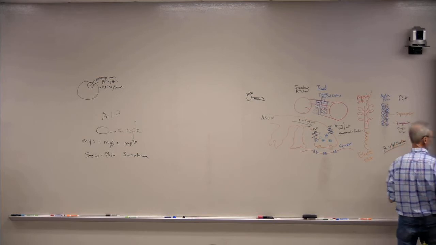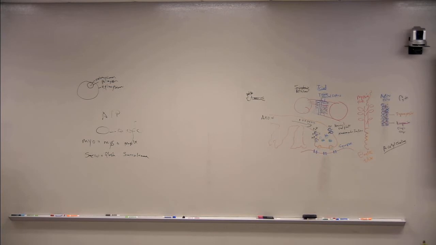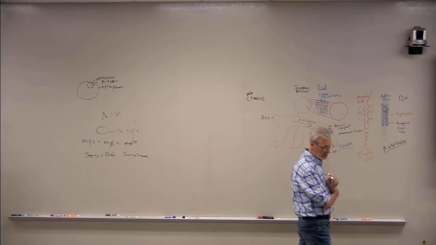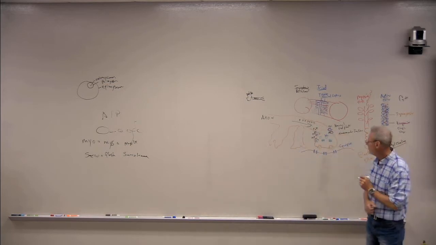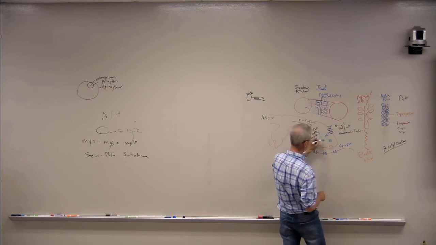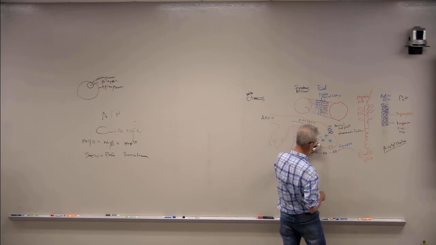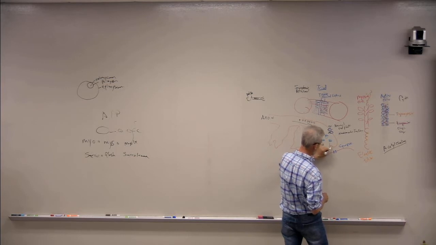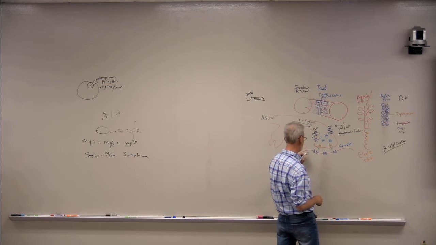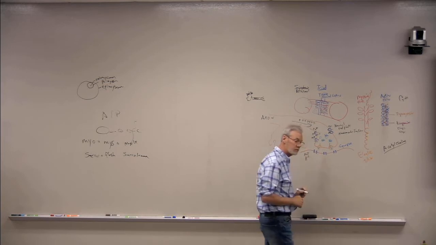A-C-E-T-Y-L-C-H-O-L-I-N-E. Acetylcholine is the neurotransmitter for skeletal muscle. It's the very first neurotransmitter that we discovered, okay? When the calcium comes in, the acetylcholine is released. The acetylcholine comes across the synapse, right, and comes in contact with the sodium and the potassium channels.